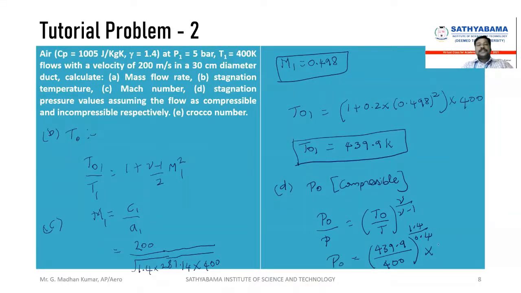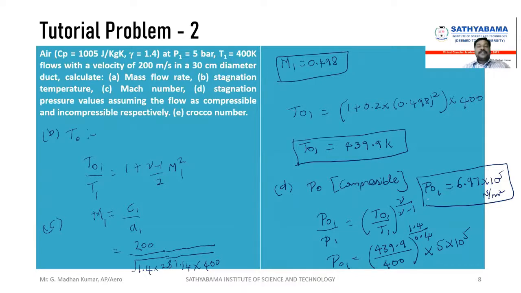So what is your pressure? It was 5 into 10 to the power of 5, with suffix 1. So what is your P01 now? What is the value of P01? Yes, 6.97 into 10 to the power of 5 Newton per meter square. So this is your stagnation pressure. We have found the value of stagnation pressure with respect to compressible flow.